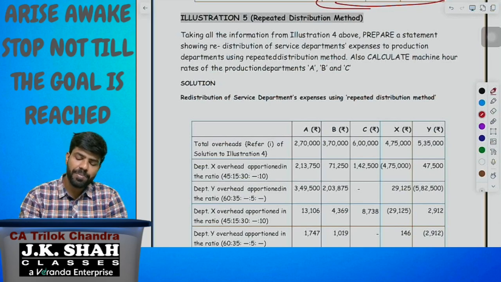Okay, now look at the last model, repeated distribution method under secondary distribution summary. Taking all the information from illustration 4 above, prepare a statement showing redistribution of service department expenses to production departments using repeated distribution method. Also calculate machine hour rate of production department A, B, C.